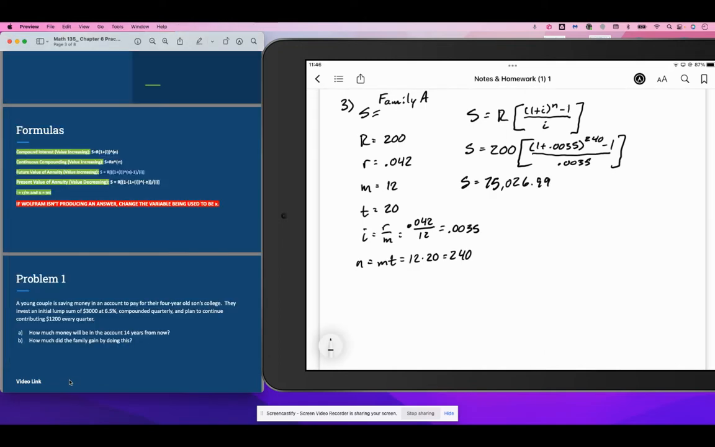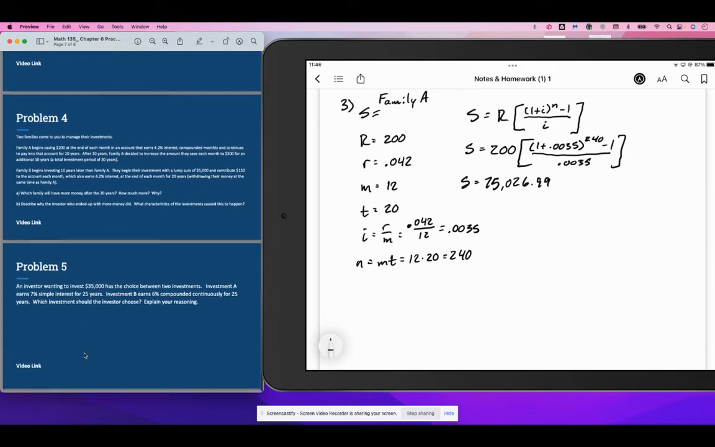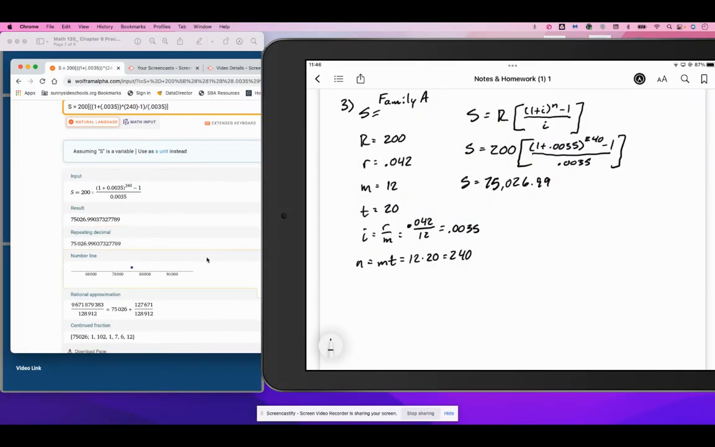So let's see how this is asked here. Okay, we'll just answer. So this fund grows to $75,026.99. Then they change the amount that they're putting in to $300 a month, and this begins to grow by compound interest. And so this will draw compound interest for the remaining 10 years.